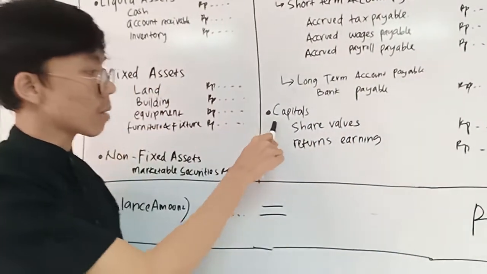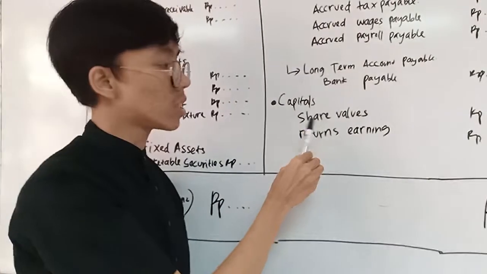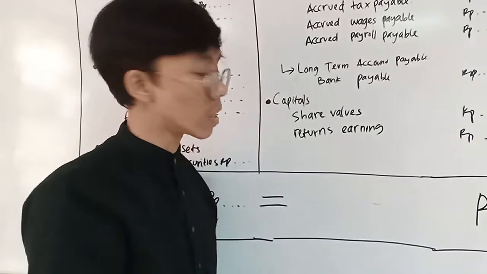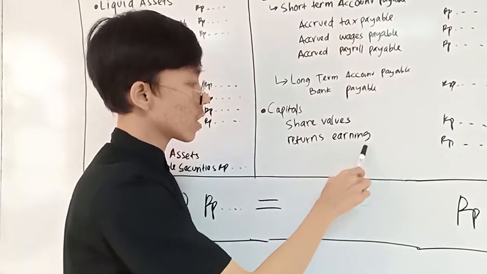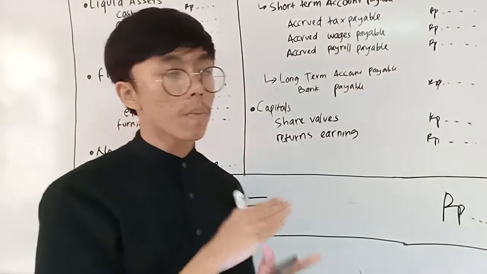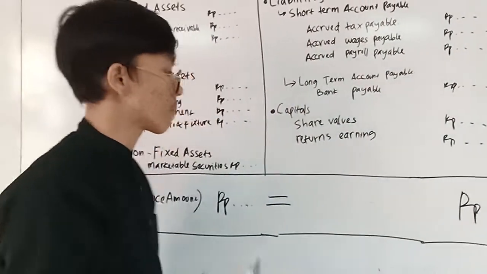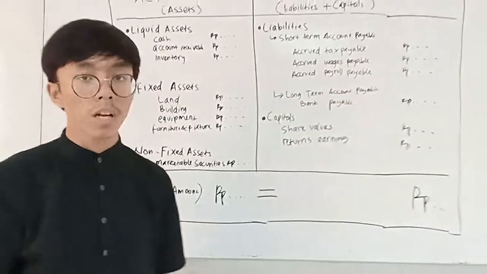So the last is capitals. Capitals include share values from the shareholder, and then the retained earnings that will not be shared to the shareholder. I think that's all my explanation about balance sheet.